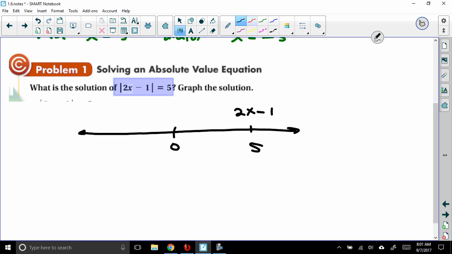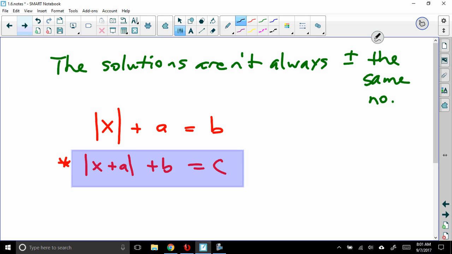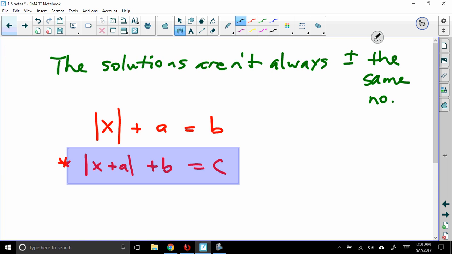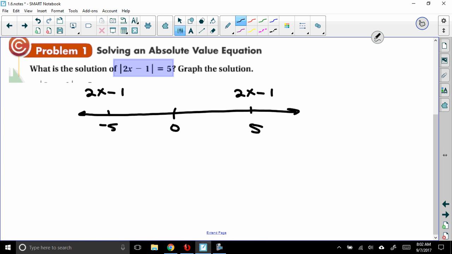Those of you that know the number line know that the number line goes from 0 out to positive infinity, and it also goes the other way, doesn't it? From 0 out to negative infinity. So the deal is this 2x minus 1 quantity could be over here as well. So I would strongly suggest anytime you have an absolute value equation of this form, that when you set it up, you set up 2 equations. One is 2x minus 1 equals 5, and the other is 2x minus 1 equals negative 5.